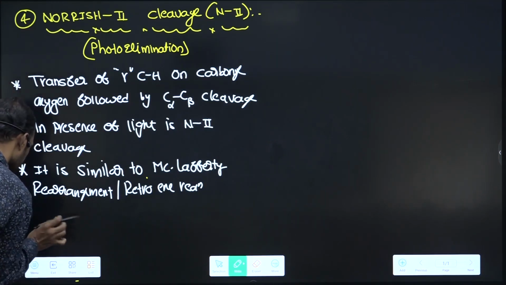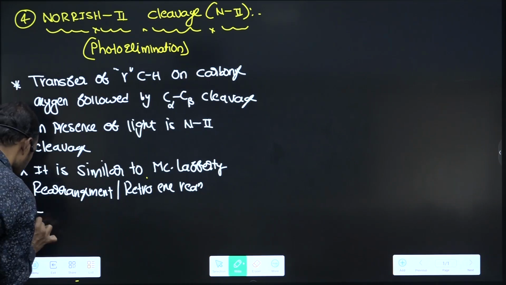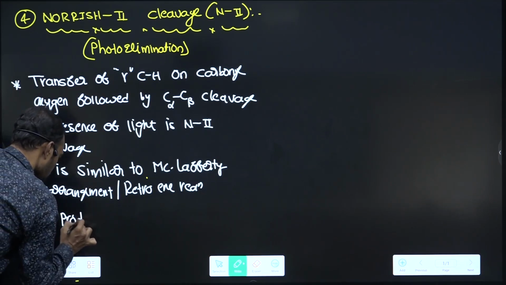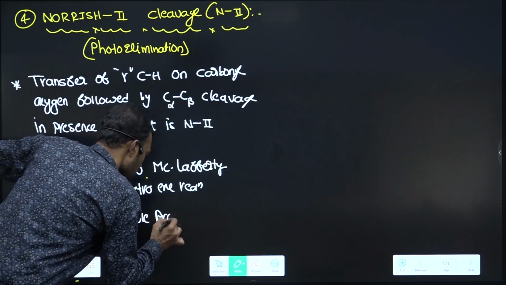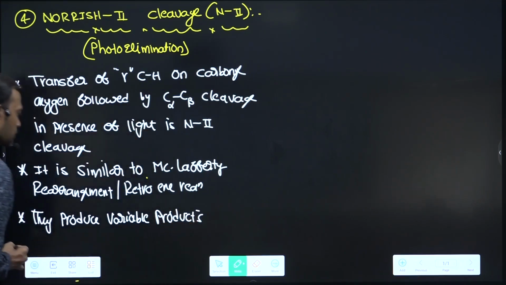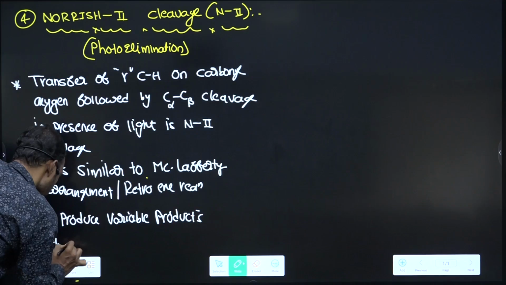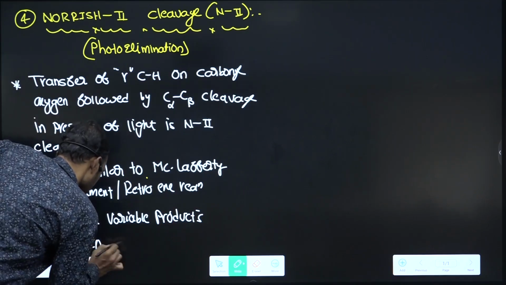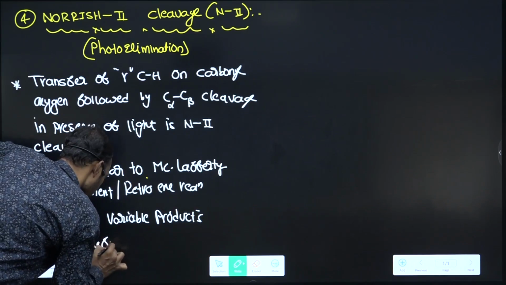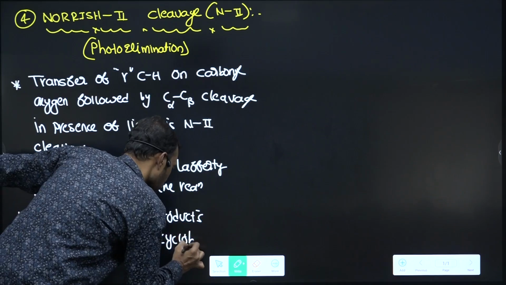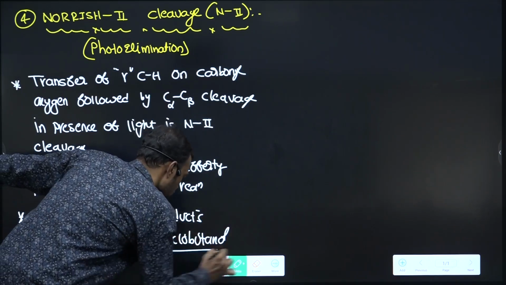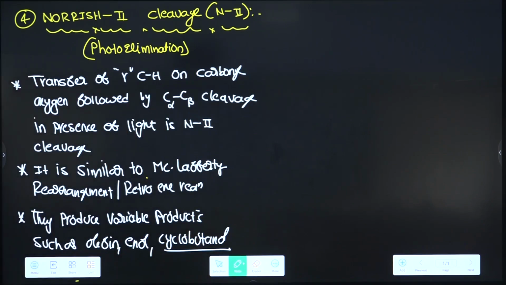They produce variable products. Norrish II cleavage or Norrish cleavages produce variable products such as olefin, enol, cyclobutanol. So this is a key one. Cyclobutanol is the key point. But most commonly, Norrish II is possible with olefin and enol. Cyclobutanol is not a Norrish I product, it is a Norrish II product.